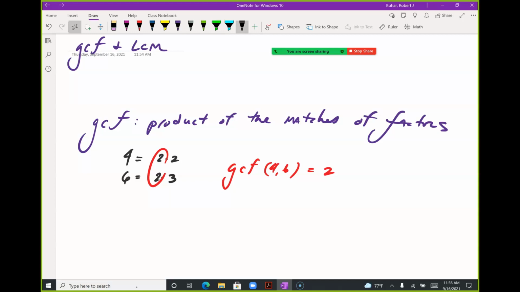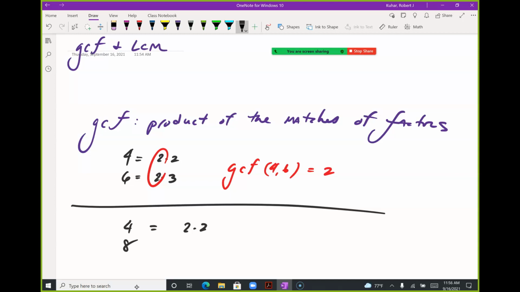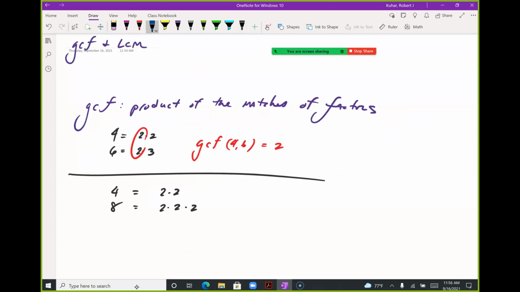All right, but let's do 4 and 8. So 4 is what? 2 times 2. 8 is 2 times 2 times 2. Does everybody agree with that? Remember, I'm doing that prime factorization thing, and it's going to be easier when I do the birthday cake, wedding cake, whatever. So notice I have a match of 2 and a match of 2. So I have 2 matches. The first match of 2 times the second match of 2, the GCF is 4. So the GCF of 4 and 8 is 2 times 2, which is 4.